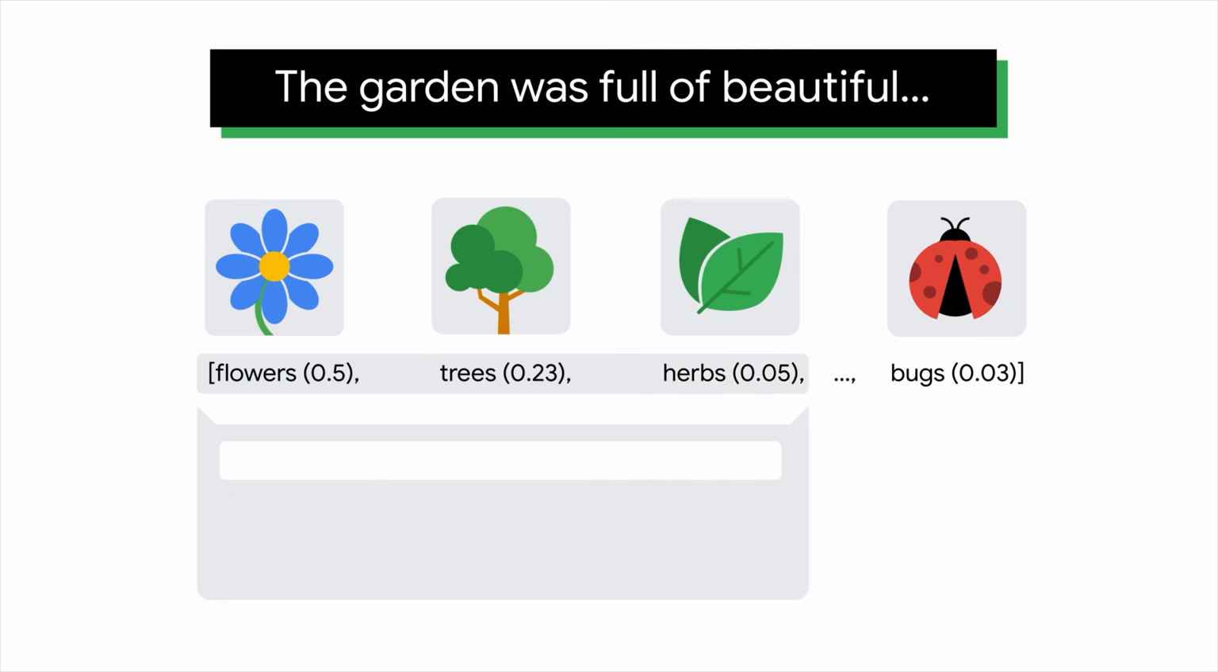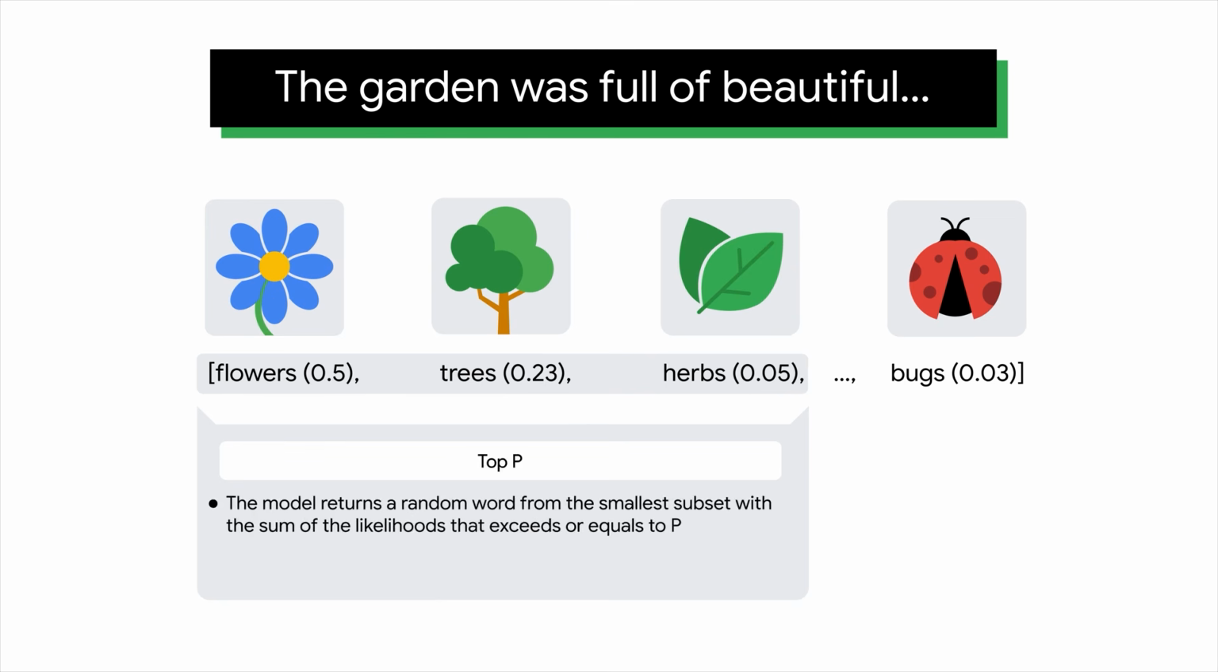The difficulty of selecting the best top K value leads to another popular approach that dynamically sets the size of the shortlist of words. Top P allows the model to return a random word from the smallest subset with the sum of the likelihoods that exceeds or equals to P.